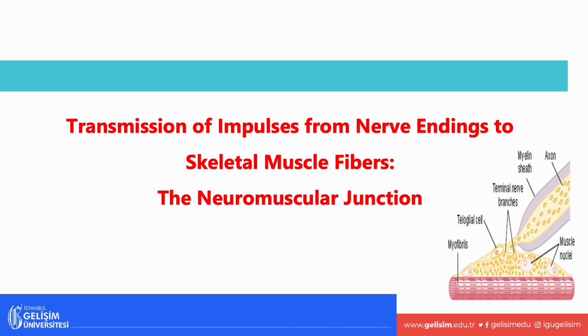All right, now we're going to be going over transmission of impulses from nerve endings to skeletal muscle fibers. Again, we're looking at the events that take place at a neuromuscular junction, NMJ. If you don't recall this, be sure you review your slides from Physiology 1. This, more or less, is a review of what you've already learned in Physiology 1. So be sure you review this. This is very important information.